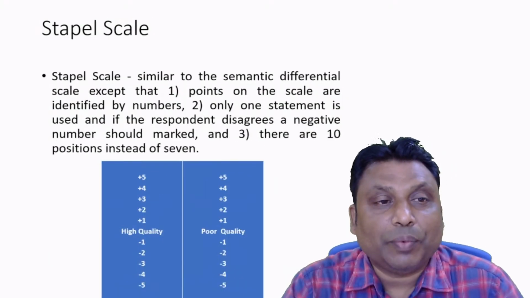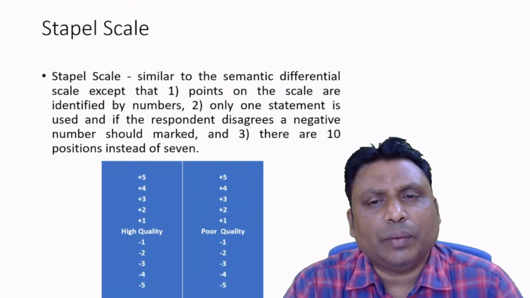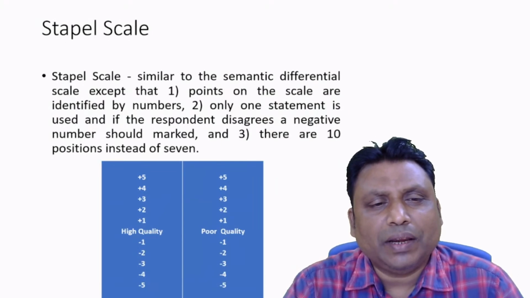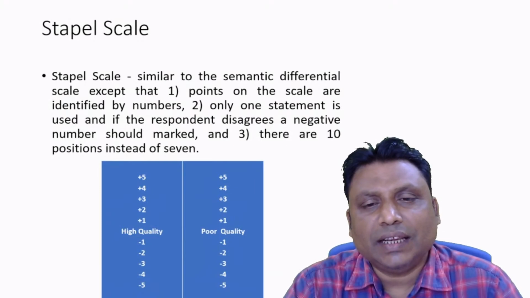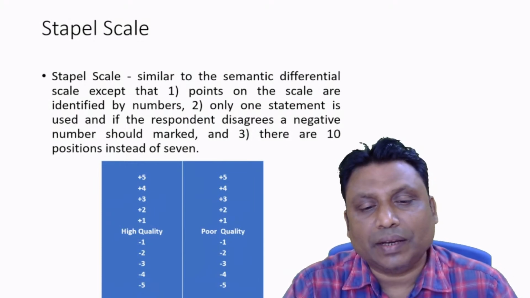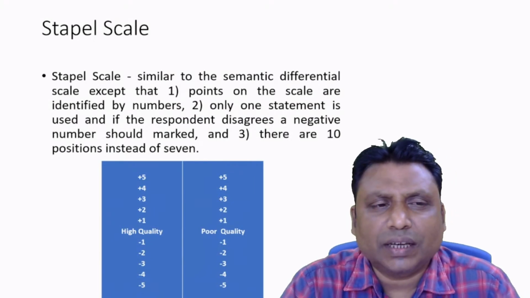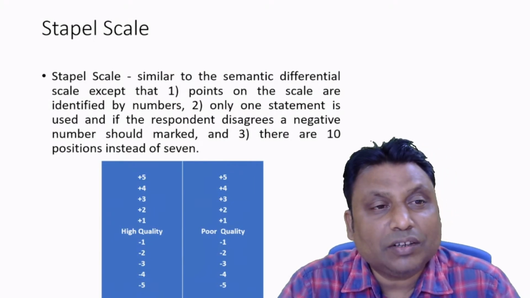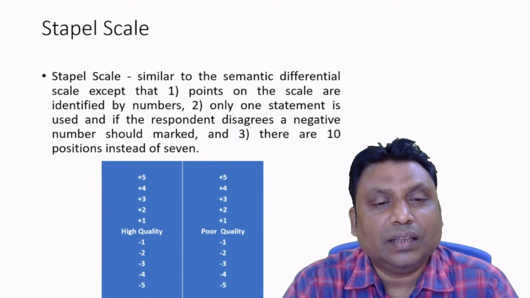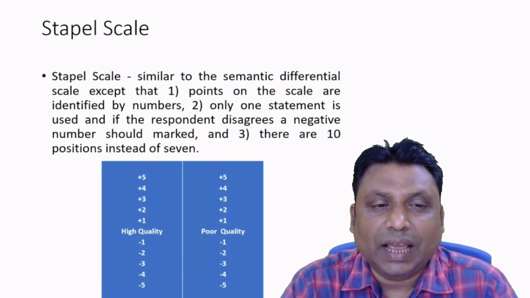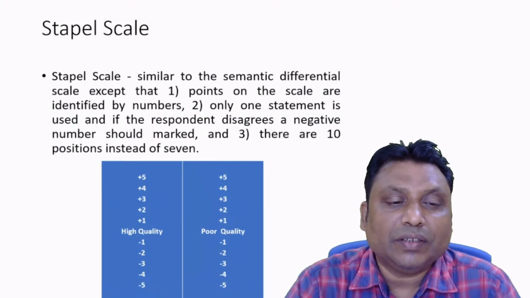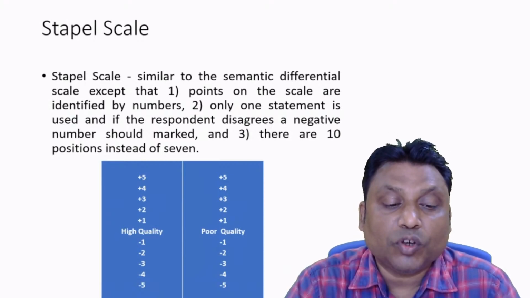Then another one is the Stapel scale. The Stapel scale is similar to the semantic differential scale, except that the points on the scale are identified by numbers. Only one statement is used, and if the respondent disagrees, a negative number should be marked, and there are 10 positions instead of 7. In other scaling techniques we take a 5-point or 7-point scale, but in the Stapel scale you generally use a 10-point scale, and it should be numbers, from +5 to -5.